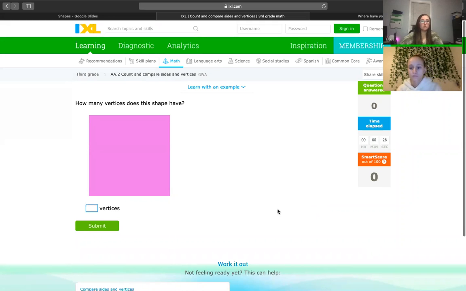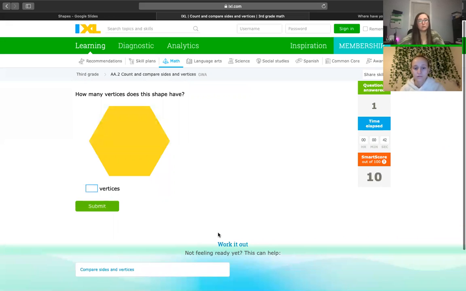Okay, so for the first one, it is how many vertices does this shape have? You're going to write down your answer and show it to this camera when you're done. Good. A square has 4 vertices. So we'll do one more. How many vertices does this shape have? Write your answer down again and show it to the screen. And this has 6 vertices. Great job, everyone.